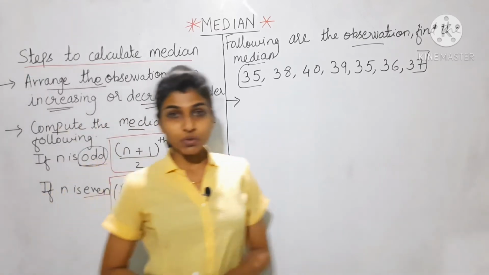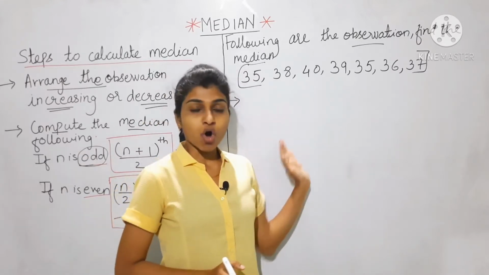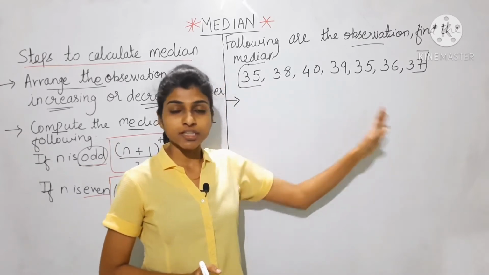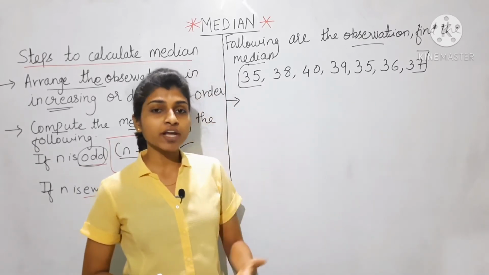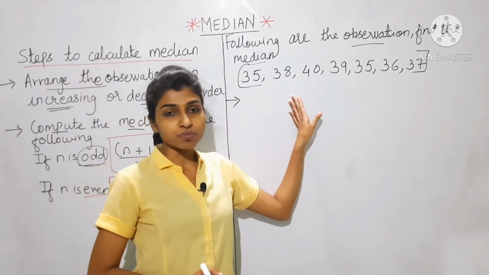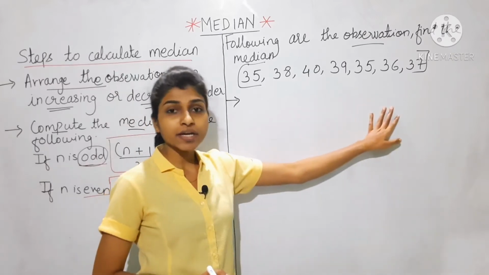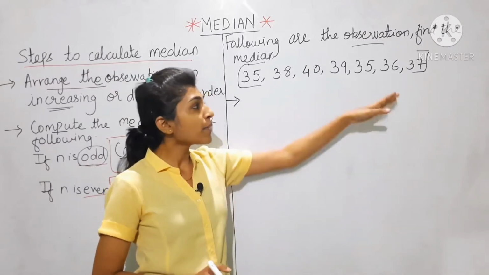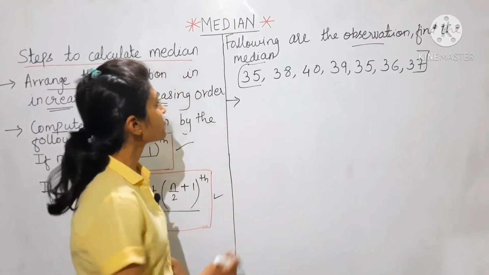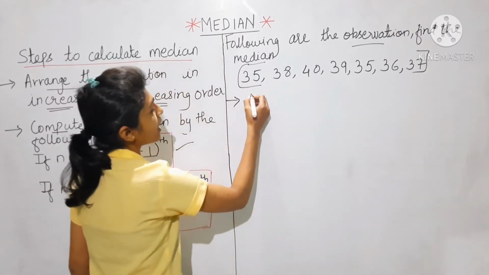Now it is up to you. Either you arrange the observation from smaller to greater, meaning increasing order, or from greater to smaller in decreasing order. You will get the same answer. In this example, I will arrange this observation in increasing order, from smaller number to greater number. You can do it from greater to smaller also; it is up to the students.